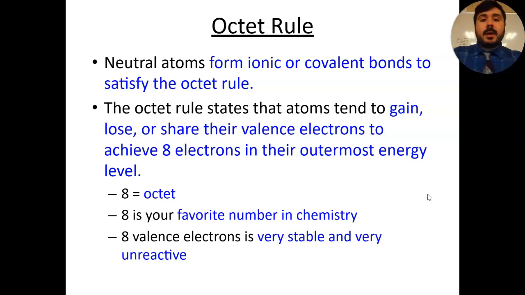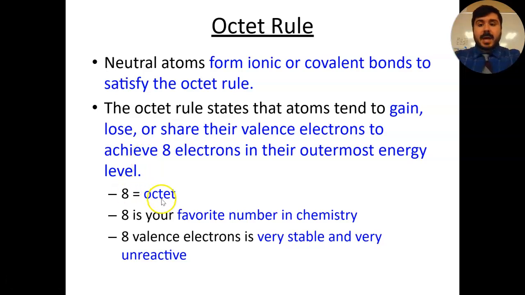Now the octet rule, okay? Can't escape it, right? It's back in action here in covalent molecules. Neutral atoms form ionic or covalent bonds to satisfy the octet rule, right? So the idea of this octet rule, the rule of 8, still holds true in covalent bonding. The octet rule states that atoms tend to gain, lose, or share. And that's not where we are at, right? Sharing, right? Or share their valence electrons to achieve 8 electrons in their outermost energy level.